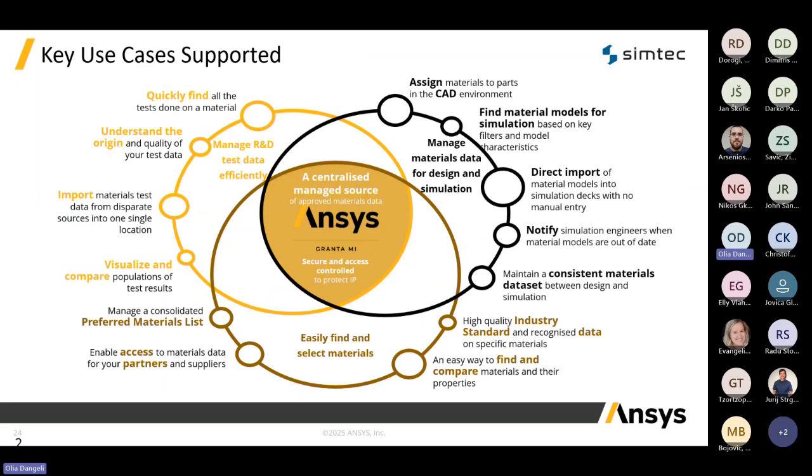This slide highlights just a few of the key use cases that Granta MI supports. And as you can see, it's a pretty broad spectrum. Engineers can easily visualize and compare data, manage preferred material lists, and even share controlled data with partners and suppliers. And it's not just about convenience. This is what drives traceability.